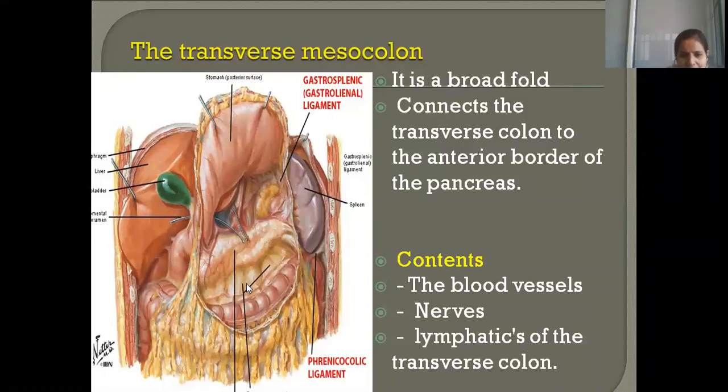Now coming to the contents, what do we have in this transverse mesocolon? It has blood vessels, it has nerves, then it will have lymphatics of the transverse colon. Okay, very simple. All these, mesentery, transverse mesocolon, mesoappendix, are very short notes. Greater omentum and lesser omentum will usually come as a 5 marks question.